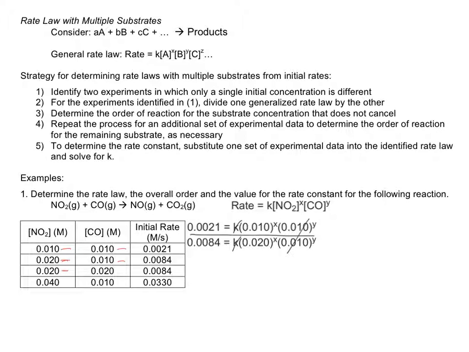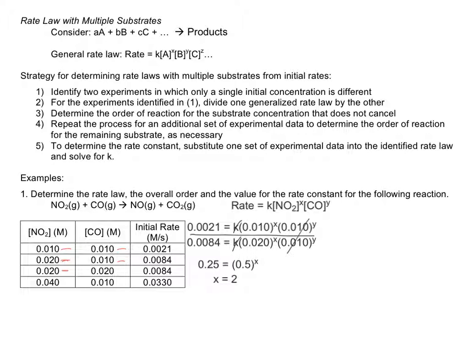So when we divide those 2 together, we get 0.25 is equal to 0.5 to the X. All right, and if we square a half, that's going to give us a quarter, which is here. So our X is equal to 2, so we know that this reaction is second order in NO2. Now we're going to go through the same process for the CO. So now we're going to use the second and the third row in our table here.